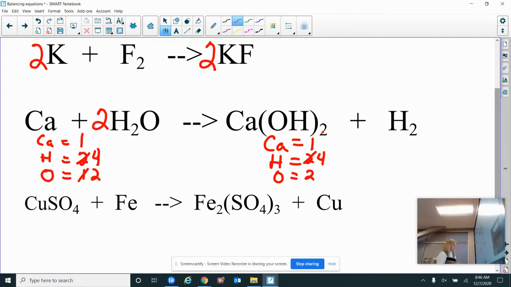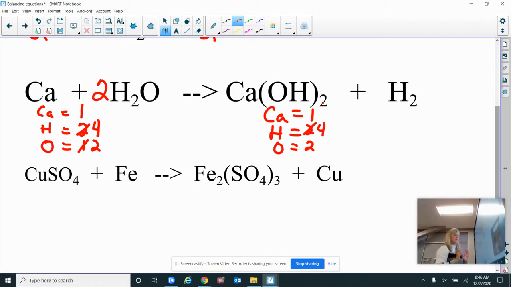With this one, I noticed that I have a polyatomic ion, and it's the same on both sides, and there's no other sulfur or no other oxygen. So it's actually easier just to leave the polyatomic ion together as long as it didn't split up at all and there's no other sulfur or oxygen. So over here, I'll say I have 1 copper. I'm going to keep that sulfate together just to make it a little easier. I have 1 sulfate and I have 1 iron.